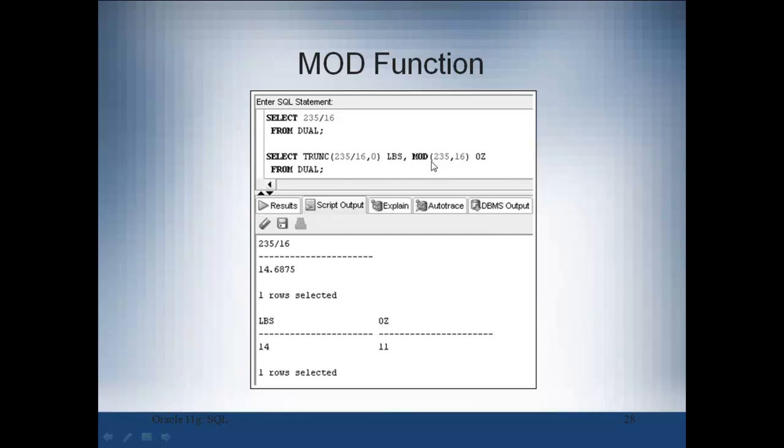So the mod function takes two arguments. The first argument is the value, then the 16 is what we're going to divide by. So 235 divided by 16, what's the remaining value? And the remaining value is what's returned by the mod. So this example is trying to show you that if you divide 235 ounces, I think that's what they're trying to represent, by 16 ounces in a pound, you're going to get 235 ounces is the equivalent of 14 pounds and 11 ounces. So again, the mod function simply returns the remainder of a division problem.